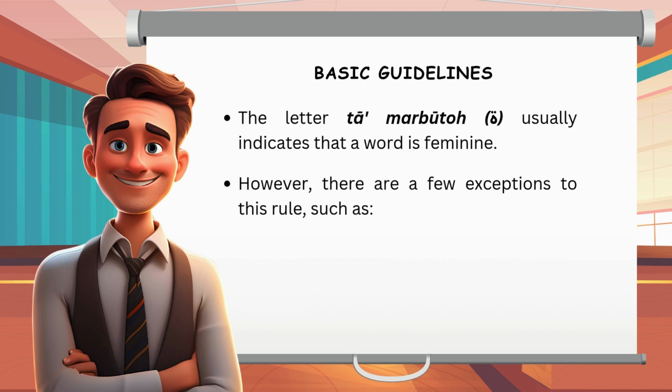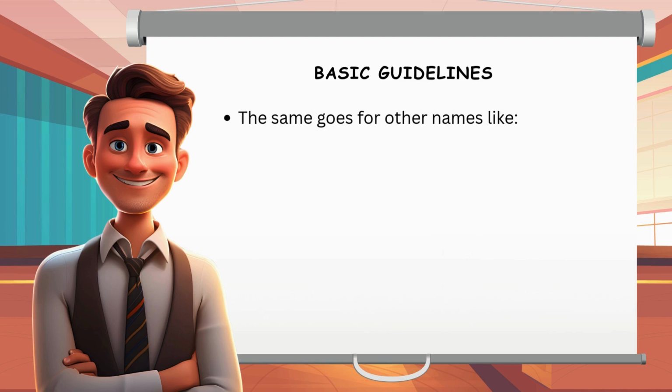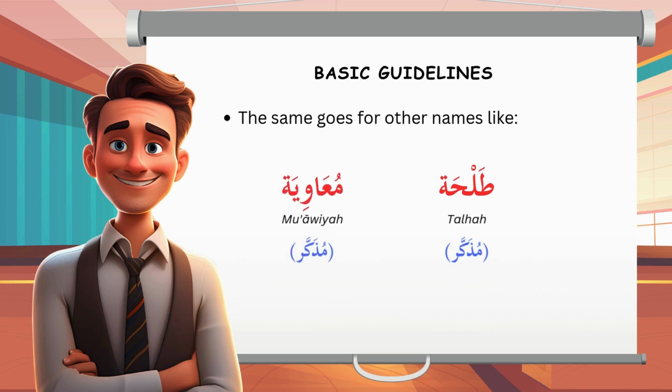However, there are a few exceptions to this rule, such as حمزة. This word has a تاء مربوطة at the end, but it is a boy's name, so it is masculine. The same goes for other names like طلحة and معاوية.